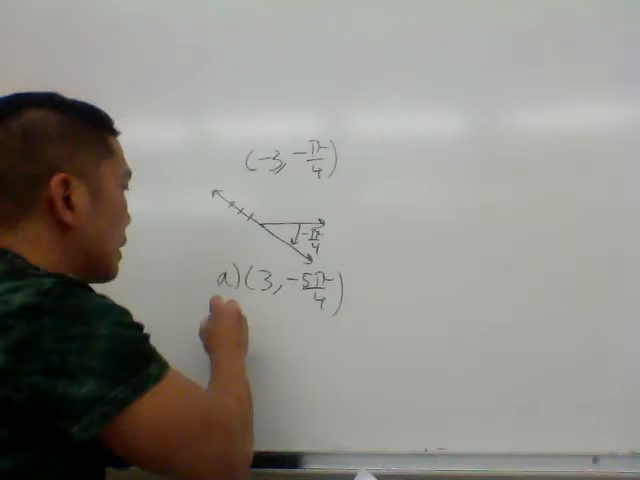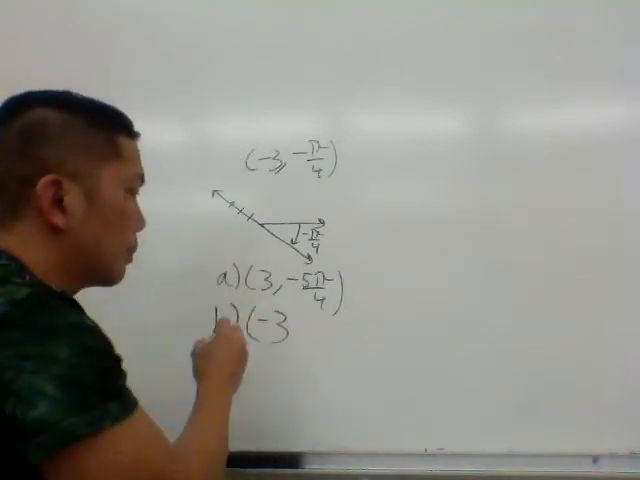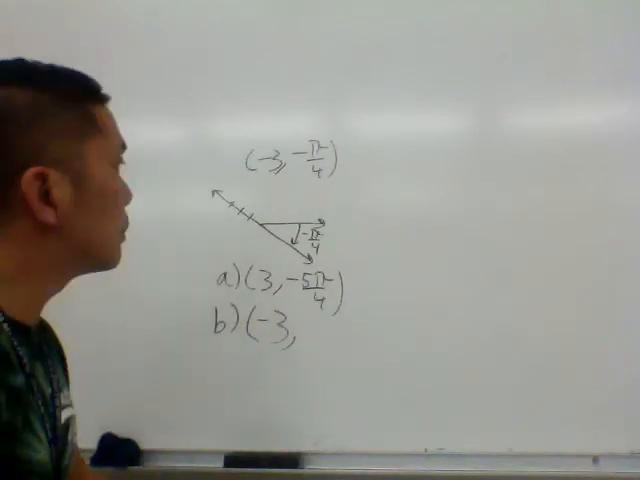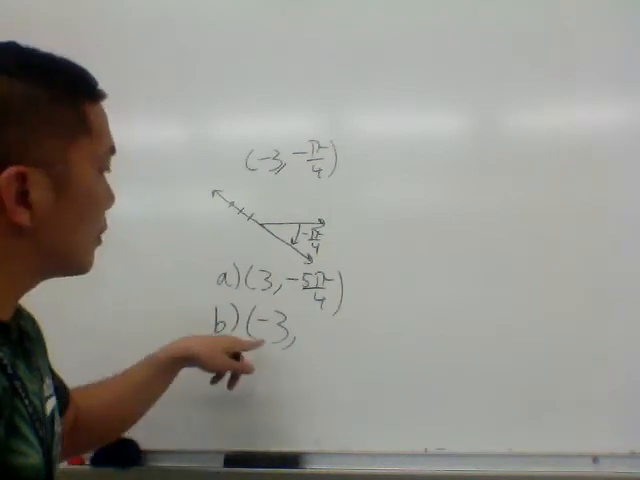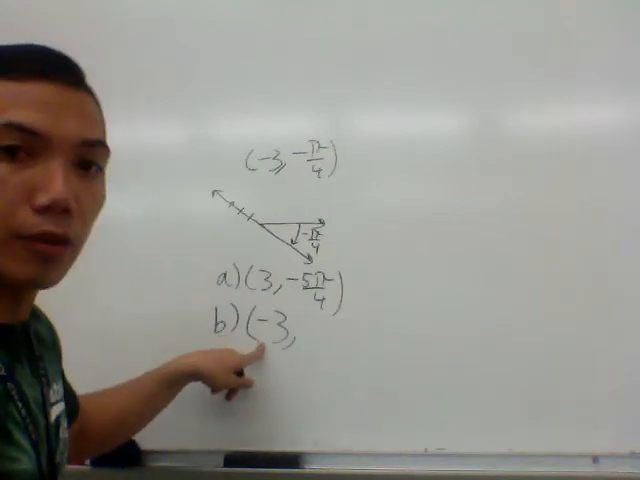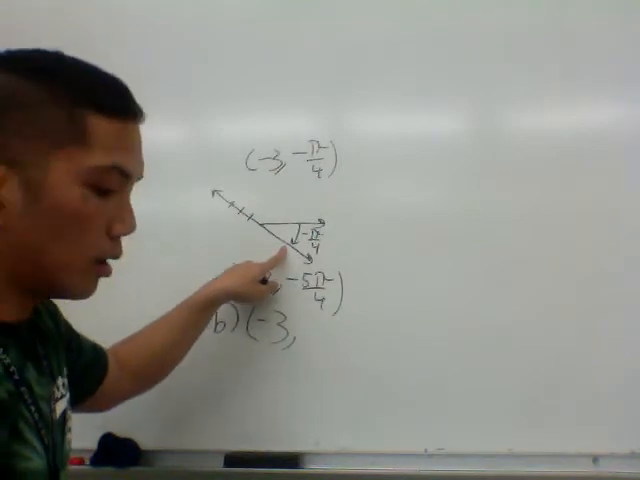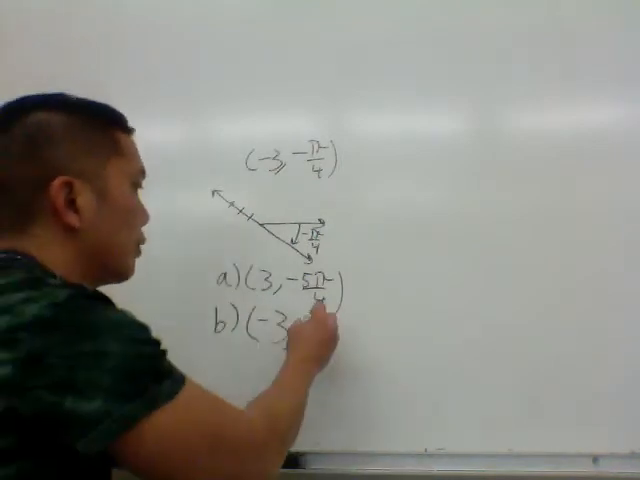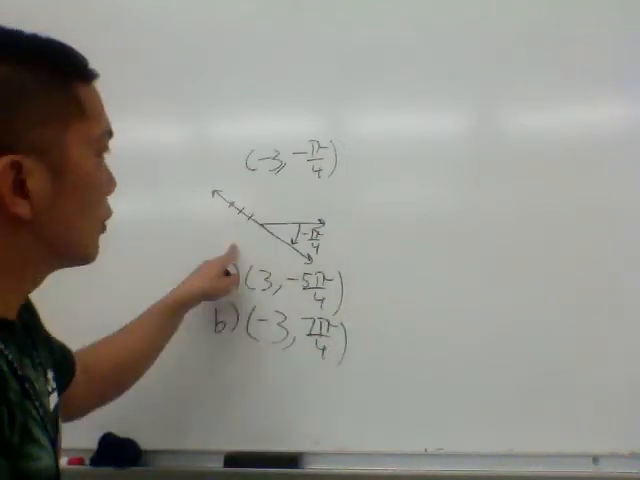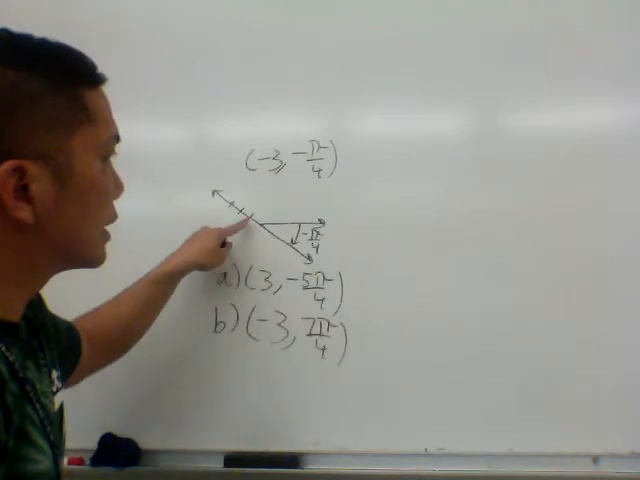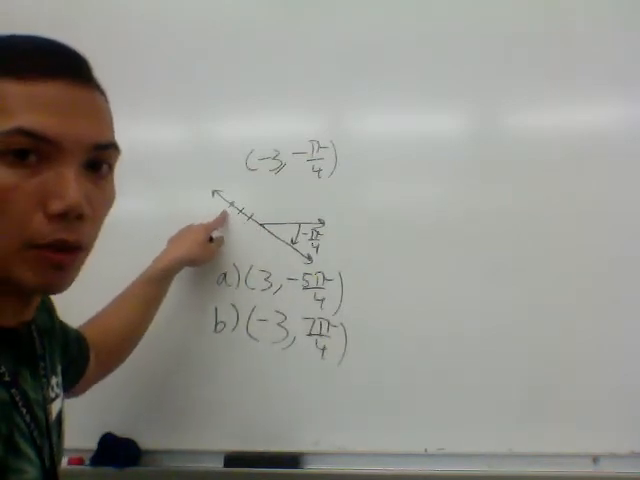For letter B, I want my r to be negative, so it has to be negative 3, and I want the angle to be between 0 and 2 pi. So if r is negative 3, I could go to this ray here, which is 7 pi over 4. If I'm at 7 pi over 4 and I go negative 3, I get on this ray, and I'm going 3 this way, so I end up at the same point.